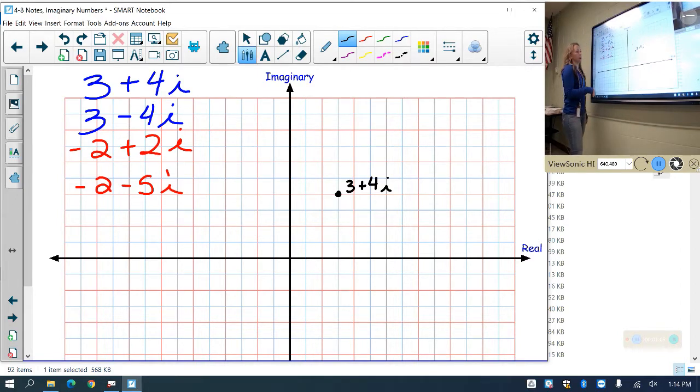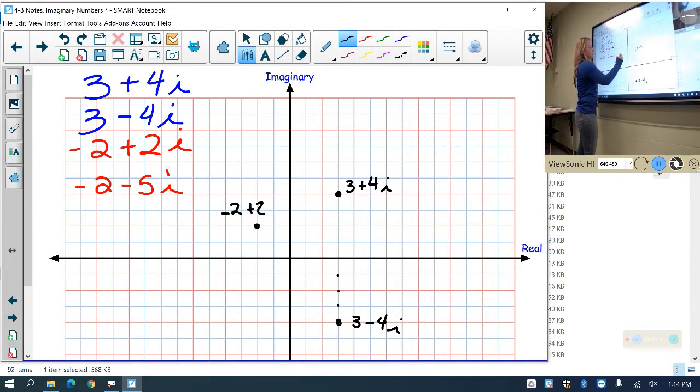3 minus 4i, still going right 3, but now I'm going down 4. Negative 2 plus 2i. Negative 2 is my x-axis, going back 2, plus 2, up 2. So I have negative 2 plus 2i. And finally, negative 2 minus 5i, negative 2, down 5. 1, 2, 3, 4, 5.